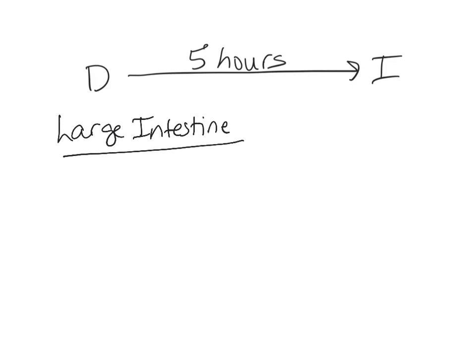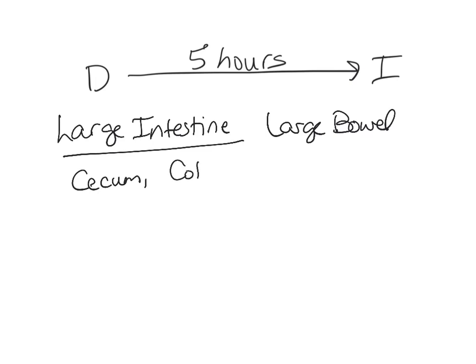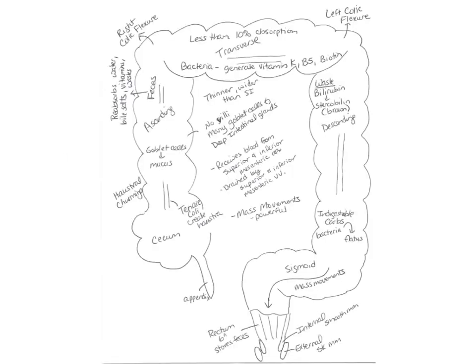Another name for the large intestine is the large bowel. The large intestine has 3 segments to it. It has the cecum, which is the first segment, the colon, which is the second segment, and the rectum, which is the last segment. The cecum is an expanded pouch. The ileocecal valve controls what enters into the cecum, and then there is the appendix, which is attached to the cecum.